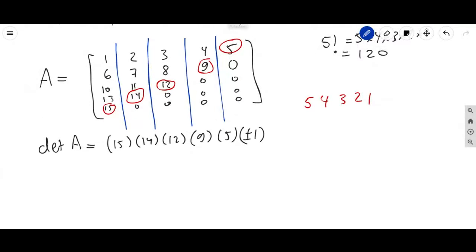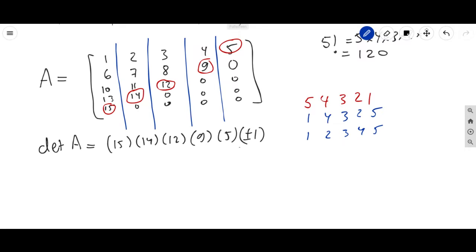So in the correct order is, if you flip the 1 and the 5, you get 1, 4, 3, 2, 5. Now if you flip the 1 and the 4, you get 1, 2, 3, 4, 5. Okay? So you flip the 5 and the 1, so that's 1, 4, 3, 2, 5. And now here what we're doing is we're flipping the 2 and the 4. And you flip the 2 and the 4, you get 1, 2, 3, 4, 5.